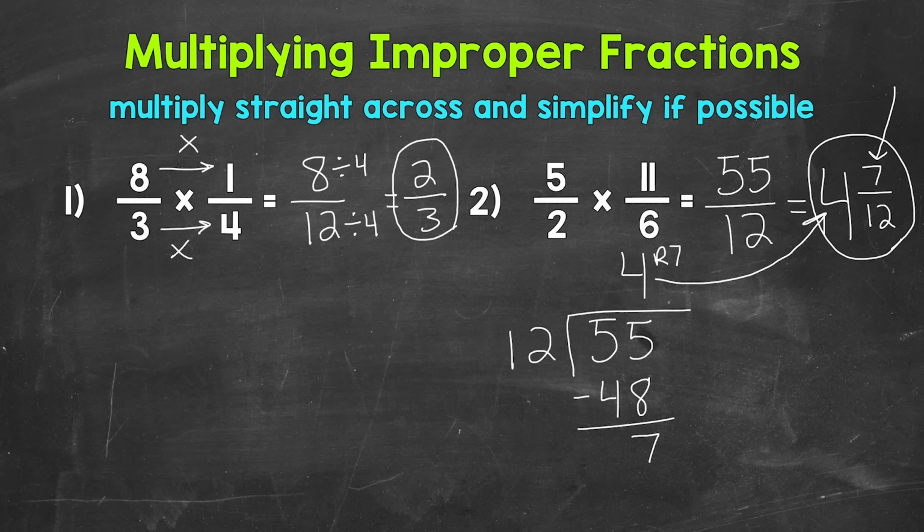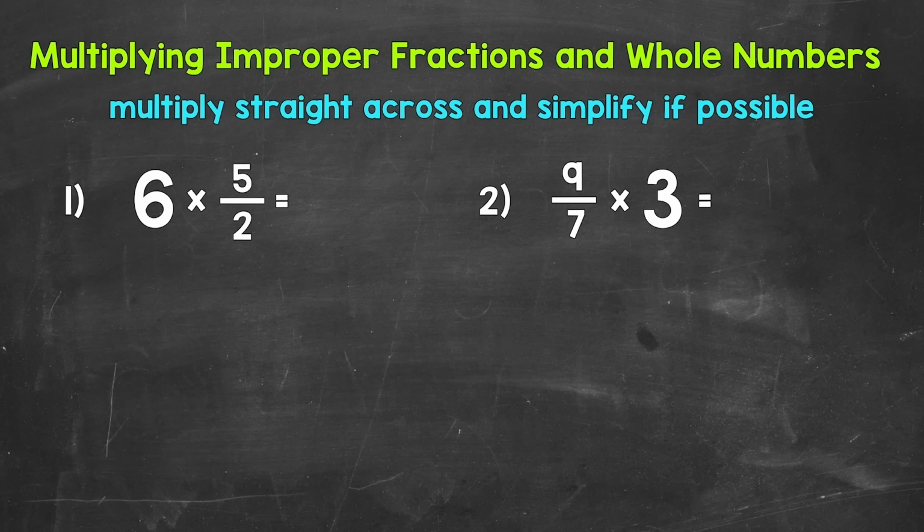There's how to multiply improper fractions. Let's move on to multiplying improper fractions and whole numbers. Now we will take a look at how to multiply improper fractions and whole numbers. Let's jump into our examples, starting with number 1, where we have 6 times 5/2.